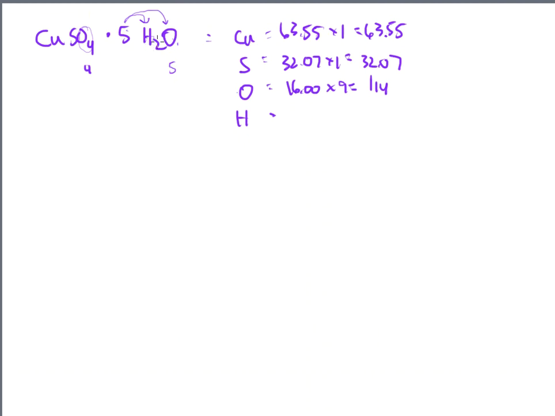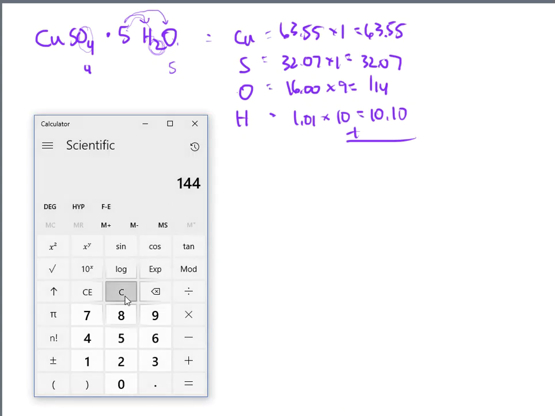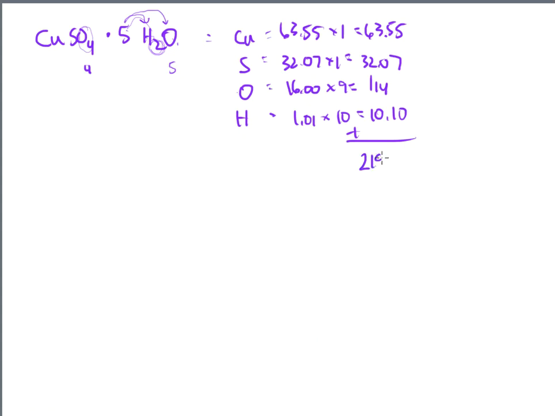Now hydrogen. Well, I get to the hydrogen. There's 2 for every water molecule, and then there's 5 of those. So 5 times 2 is 10. So 1.01 times 10 is equal to 10.10. So I do the formula weight for the molecule. I do 63.55 plus 32.07 plus 114 plus 10.10. And that gives me 219.72. So that's the formula weight.